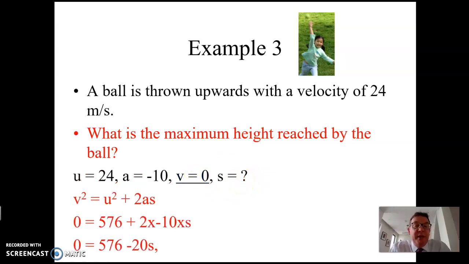Okay, so same thing again. We write down our equation, v squared equals u squared plus 2as. We put the numbers in. So the final speed when it reaches the maximum height is 0. The initial speed was 24. 24 times 24, 24 squared is 576. Plus 2 times a, well we said a was minus 10 times s. Okay, so 2 times minus 10 is minus 20. So it's 0 equals 576 minus 20s.